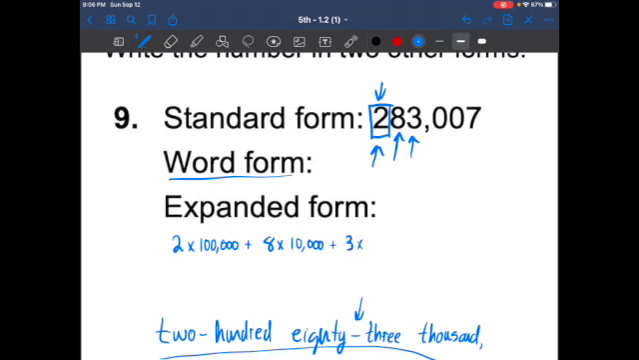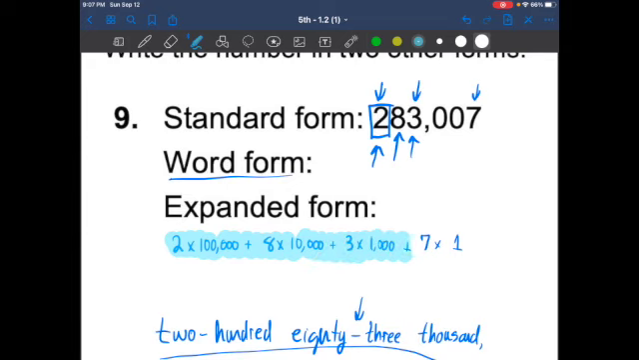Because it's always going to be 2 times, 8 times, 3 times. So 3 times, what is the place value here? That is 1,000. So 3 times 1,000. Plus, what do we have left over? We have a 7 in the ones place. So 7 times 1. So that, ladies and gentlemen, is how you write it in expanded form. We'll have a lot more practice on this with a few of our assignments, but the more you do it, the easier it's going to be.